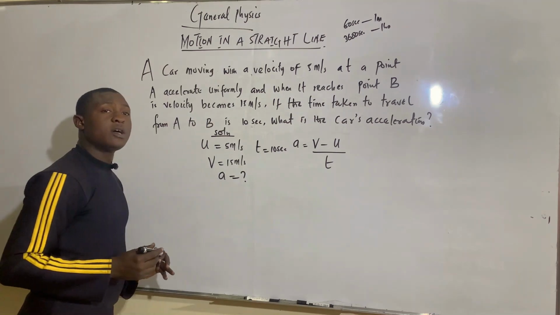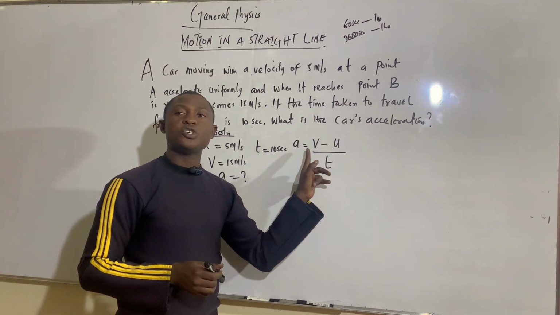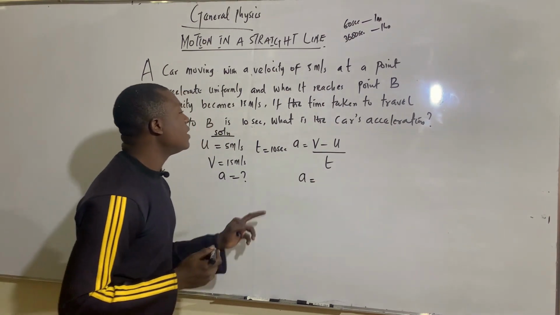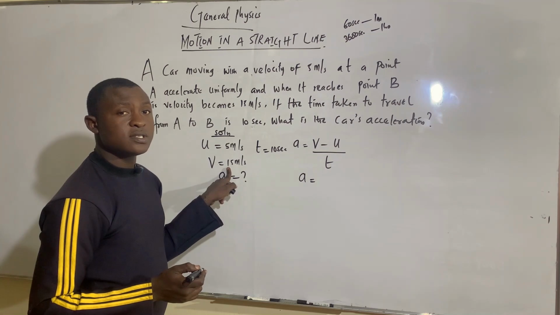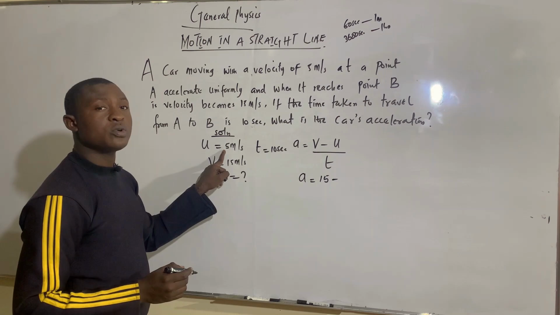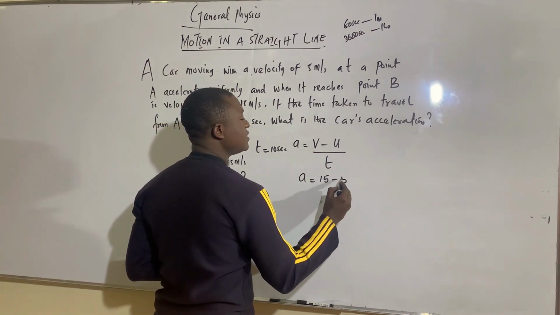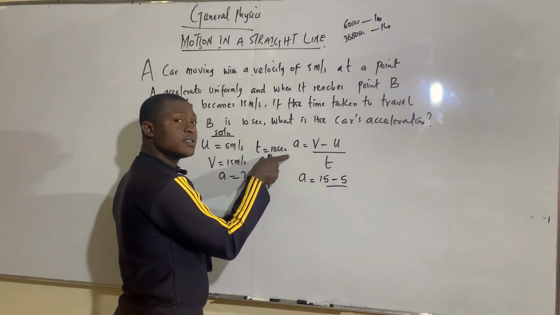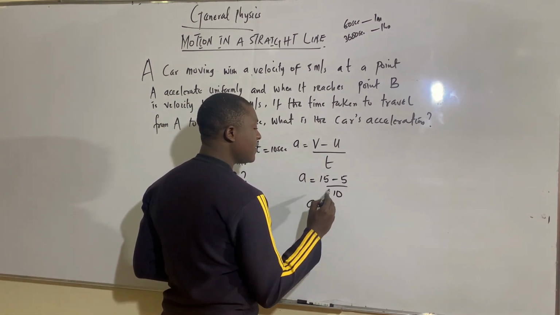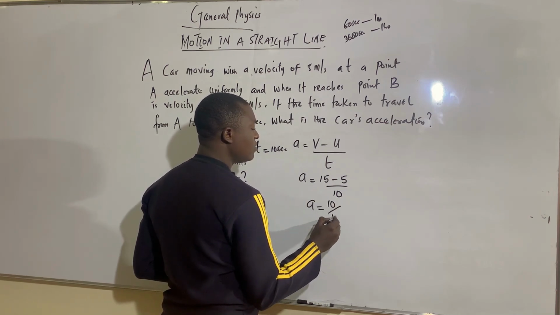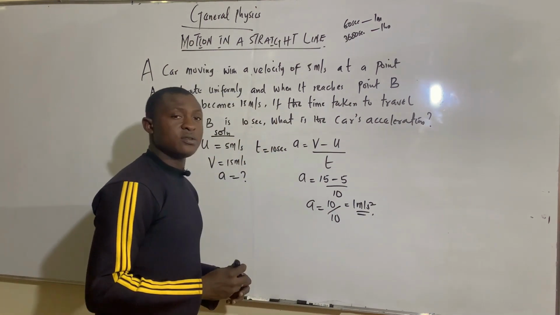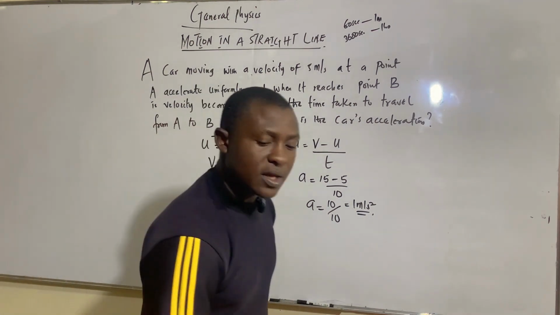From the formula for acceleration, we said acceleration is equal to change in velocity over time taken. So we are going to have a equal to our v, which is 15, minus our u, which is 5. Then divided by the time given, which is 10. So here we have a equal to 15 minus 5, which is 10, all over 10. So you are going to have 1 meter per second squared. You can see the result here for a is 1 meter per second squared.